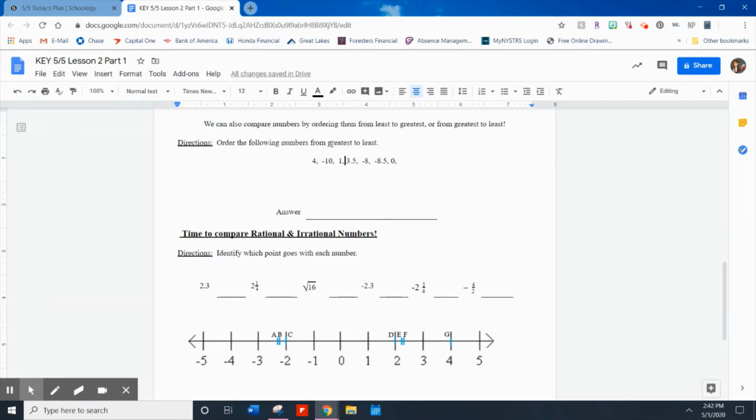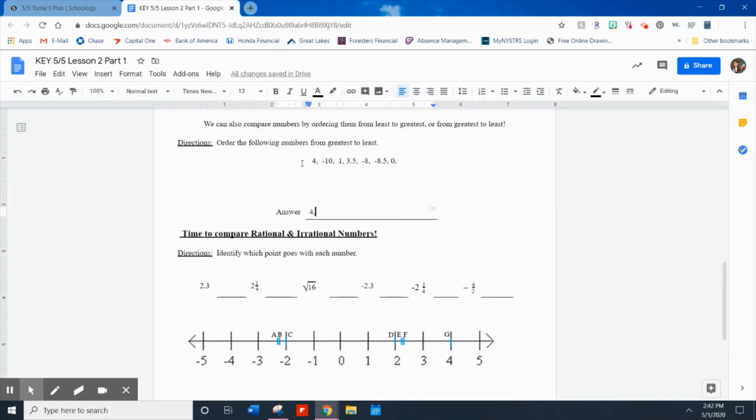So greatest is starting. I like to go through my numbers and find the biggest number. We got 4, negative 10 is definitely not it. 1, 3.5, negative 8, negative 8.5, and 0. So it looks like 4 is going to be my biggest number. So I'm going to write that down first. Put a comma in between them.